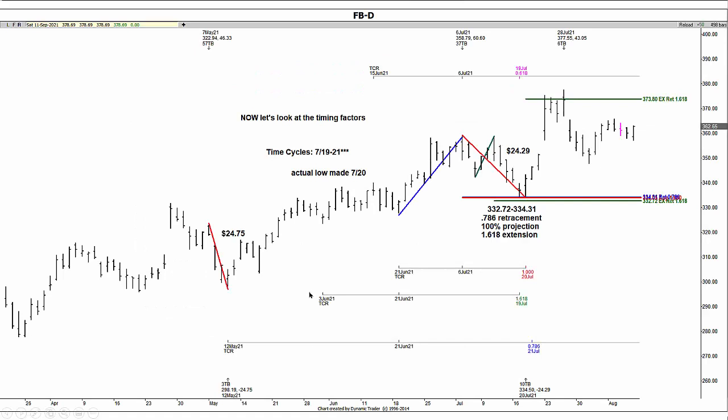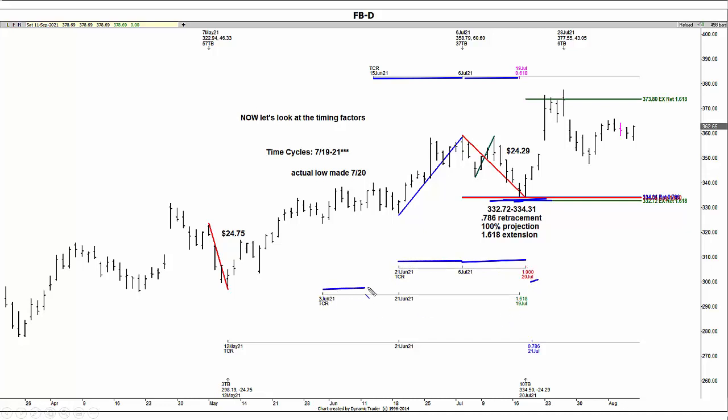Okay, so let's just look at a couple of examples. We're actually going back to that first cluster I showed you in Facebook. Okay, so we had the price support here, and it held. But at the same time that we tested support, we also had timing factors. One was this high to high. 618 in time came in on July 19th. We had a low to high. 100% in time came in on July 20th.